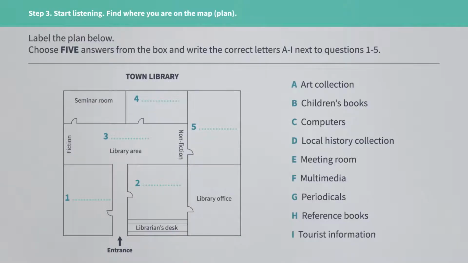Let's go back to the task. We've analyzed it and it's time to listen. At the beginning, always identify where you are on a map or plan and mark this place. Continue to mark places as you follow the directions and move through the map. Let's now listen to where we are on the map at the beginning. You will hear the librarian of a new town library talking to a group of people who are visiting the library.